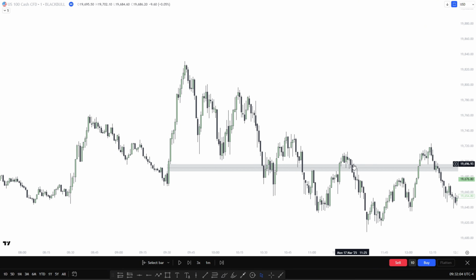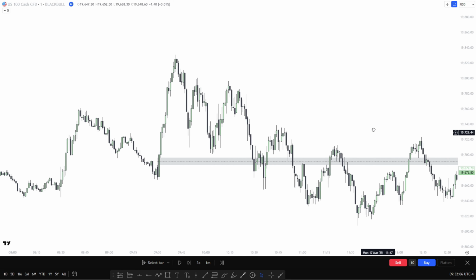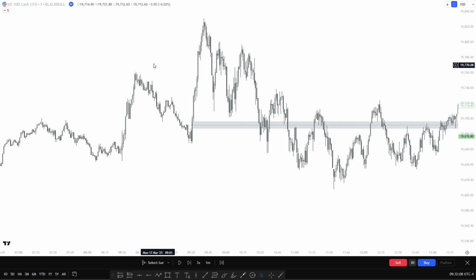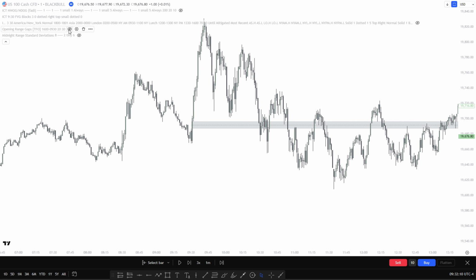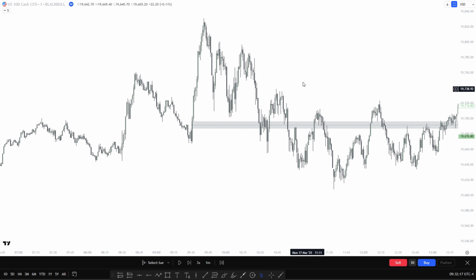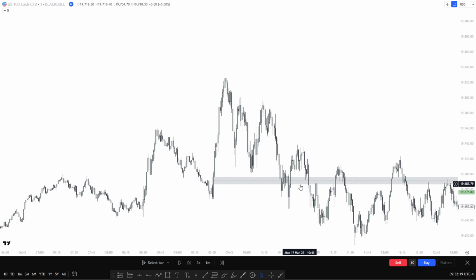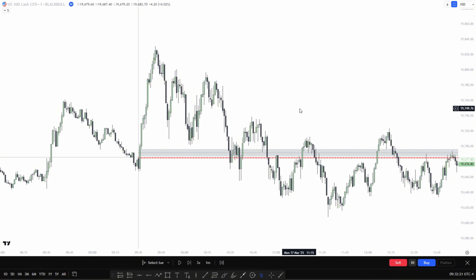Price then starts wandering around. Let me see again the opening range gap, just to see what we're working with. Sorry, I didn't prepare these examples in advance. I'm trying to do it live with you, so I don't really know what happened here.